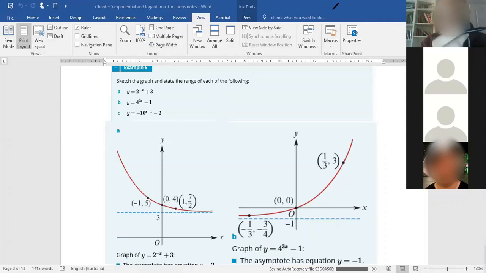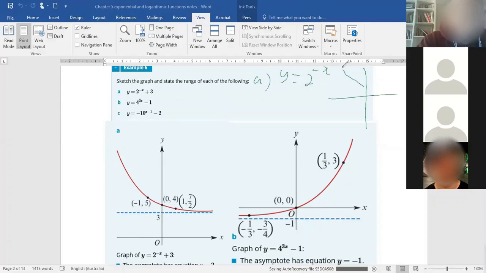I know what 2 to the power of x is, and I know what 2 to the power of negative x is. So this is part A. I'm only going to draw y equals 2 to the power of negative x. I'm not going to draw it 100%, just very quickly. It's going to look something like this. That's the negative x. It's going to cross at 0 and 1.